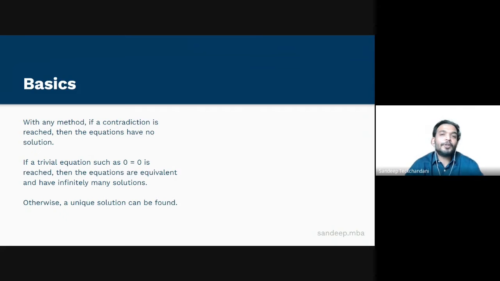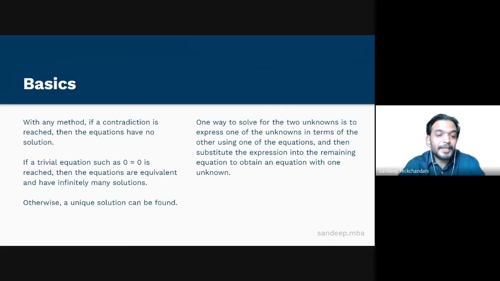One way to solve for the two unknowns is to express one of the unknowns in terms of the other using one of the equations, and then substitute the expression into the remaining equation to obtain an equation with one unknown. This equation can be solved and the value of the unknown substituted into either of the original equations to find the value of the other unknown.